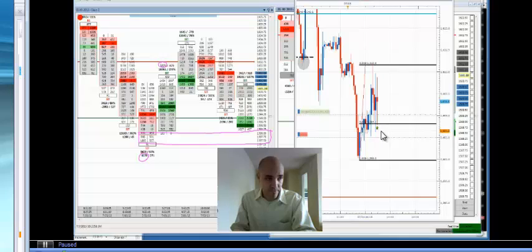Now, you can see on the chart here, this is the CFD chart. We're not actually tracking the volume of the CFD. We're using the futures market as a proxy, and we use this same setup for currency trading as well.